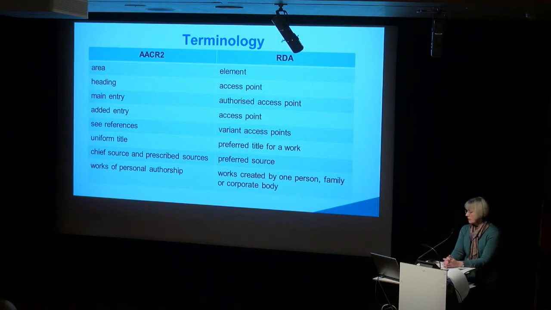Terminology. Now this, you'll be referring to access points rather than headings, variant access points rather than see references, and preferred title for a work instead of uniform titles. Chief source and prescribed sources, that's loosened up a lot. Now it's called a preferred source. And personal authorship are now works created by a person, family, or corporate body.